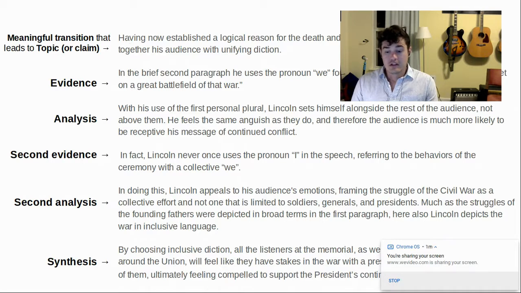Same thing. Lots of loving setup for the evidence that I'm providing. In doing this, Lincoln appeals to the emotions of the audience, framing the struggle of the Civil War as a collective effort and not one that is limited to soldiers, generals, and presidents. Much as the struggles of the founding fathers were depicted in broad terms in the first paragraph, here also Lincoln depicts the war in inclusive language.